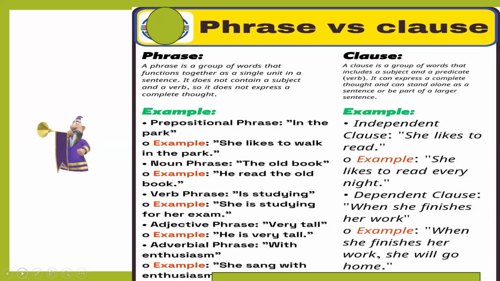Now the clause, which I will explain at length. Independent clause, a sentence is given: she likes to read every night. So it is an independent clause, also called a principal clause or main clause. Dependent clause: when she finishes her work, she will go home. When she finishes her work is totally dependent on the second part, she will go home. So when she finishes her work is a dependent clause and she will go home is an independent clause.